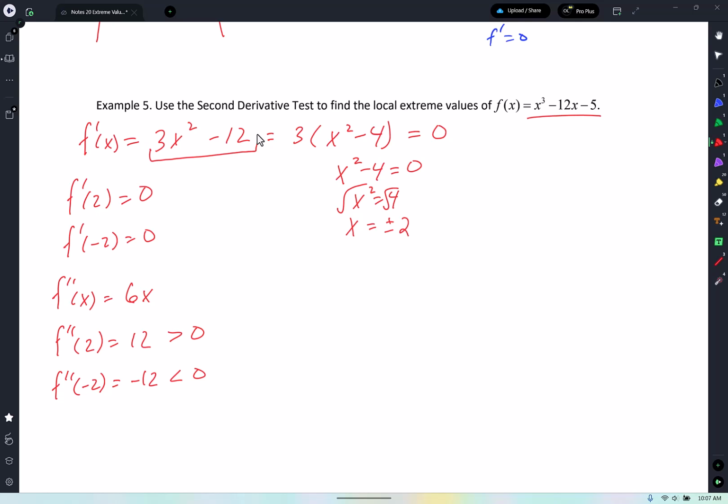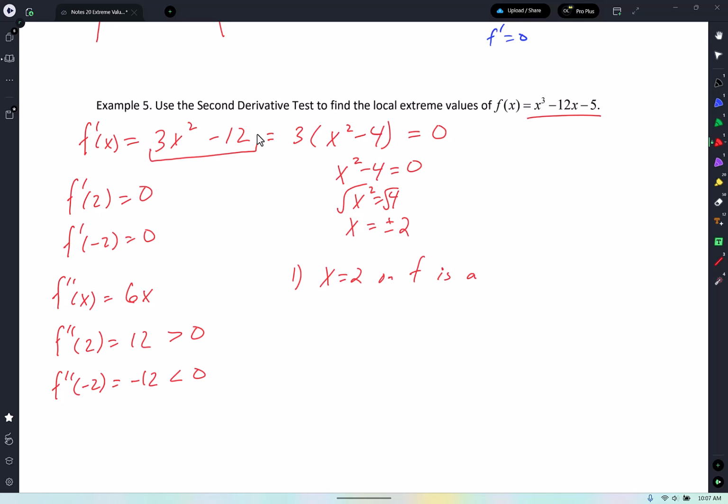All right, so now we're going to make statements. Statement 1, looking at x equals 2 on f: is it a max or a min? So let's see what we have. F prime of 2 is 0, and the second derivative at 2 is positive. So that means concave up.